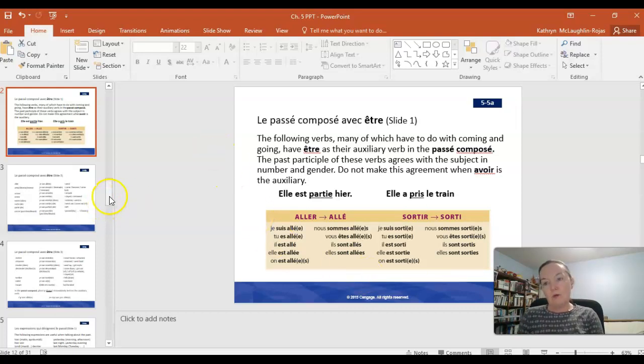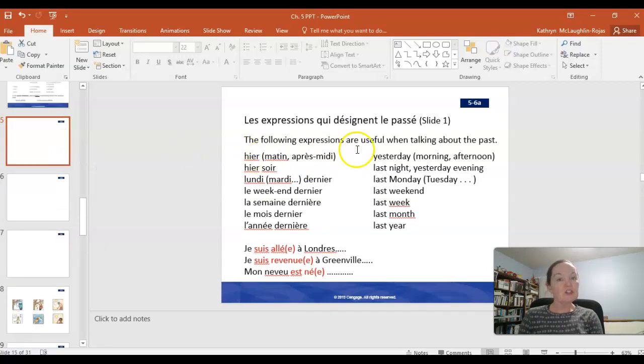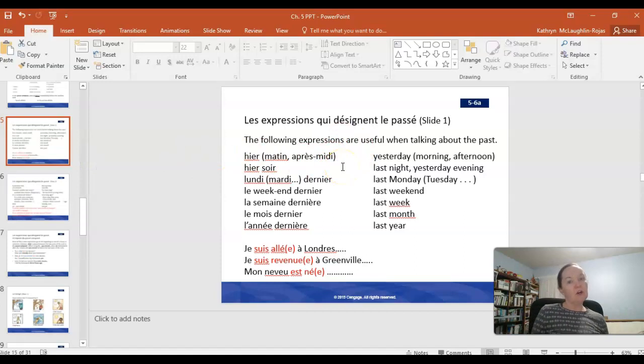All right, so from there, what we're going to move on to looking at is les expressions qui désignent le passé. And all this means is expressions that kind of mark the past or designate the past. So you see lots of expressions there that go along with time. So times of the day: hier, matin, après-midi. So I can say hier matin, yesterday morning. Hier après-midi, yesterday afternoon. Hier soir, last night or yesterday evening.